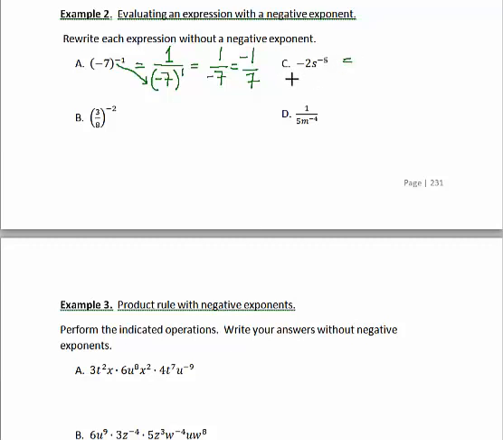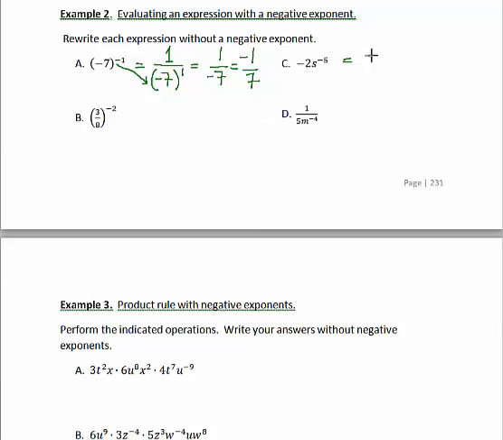Alright, C, we have a negative 2. This is not a negative of the exponent, and then times an s to the negative 5th power. There are no parentheses as there were with the expression in part A, and so the negative 5 does not apply to the negative 2. It only applies to the s.